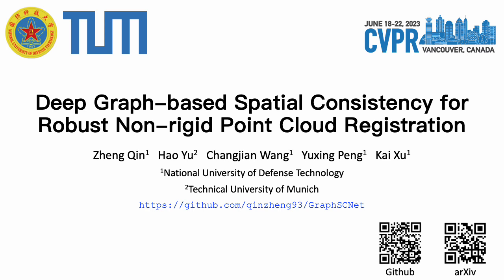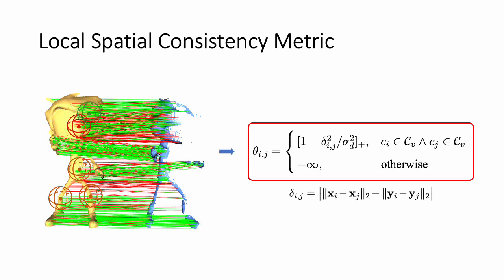This work presents a deep learning-based outlier rejection method for non-rigid point cloud registration. Our main motivation is to leverage the local rigidity of non-rigid deformation. To this end, we first introduce a local spatial consistency metric based on the deformation graph built over the source point cloud to measure the geometric compatibility between non-rigid correspondences.